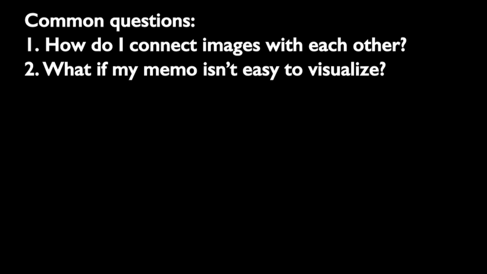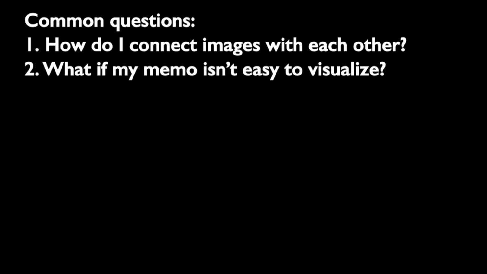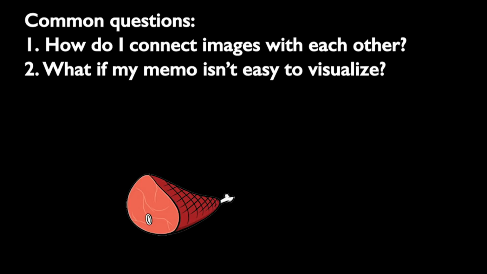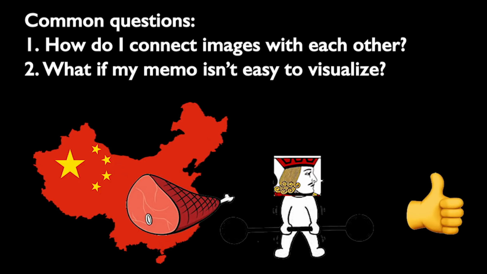For example, the sentence, "The ham in China made by Jack was weak but very good," can be hard to visualize. But visualizing the image first could give us something like, ham goes to China where it sees Jack, who becomes weak but says very good.